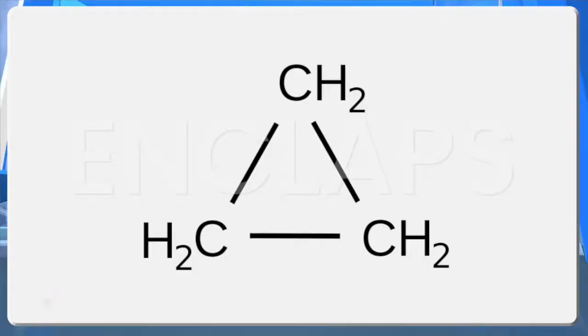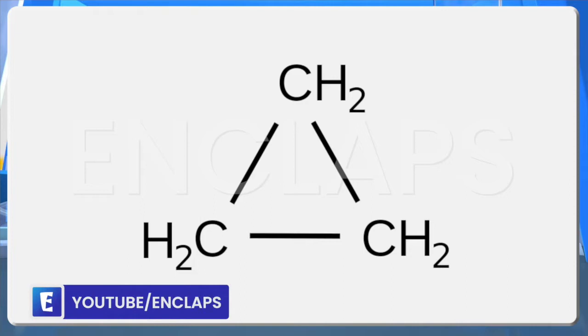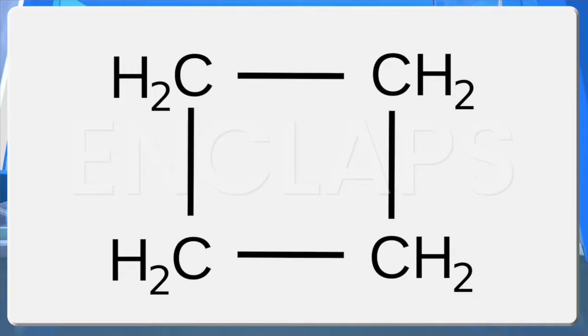Which is the first one? Cyclopropane, a cycle of 3 carbon atoms, a closed structure, right? Can you tell me which is the open chain hydrocarbon which resembles cyclopropane? Yes, propane. Then this is another cyclic compound, cyclobutane, a closed chain of 4 carbon atoms. Which is the open chain hydrocarbon which resembles cyclobutane? Yes, butane. So, this is about alicyclic compounds.